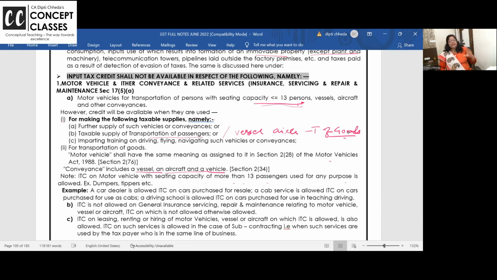फिर से एक बार. Motor vehicle, vessel, ships and all, aircraft, any other conveyance, ITC is not allowed except if they are in the same line. Buy the motor vehicle to sell, allowed. Buy the aircraft to sell, allowed. Or you are using it for transportation of the passengers or goods, allowed. Or you are using it for imparting driving training. Or in ships you are teaching them navigation and all. So some kind of training is going on, allowed.